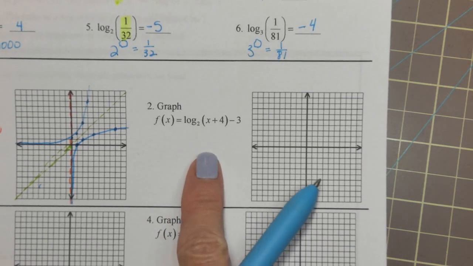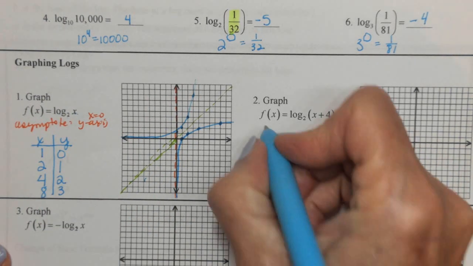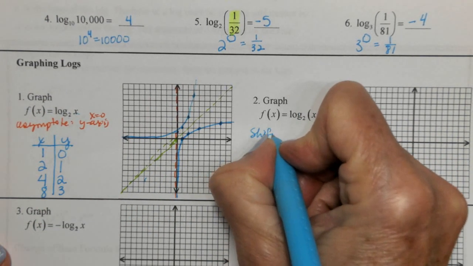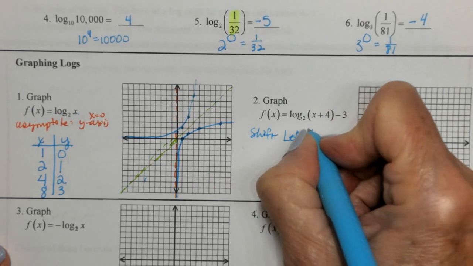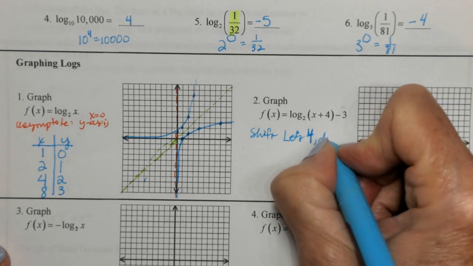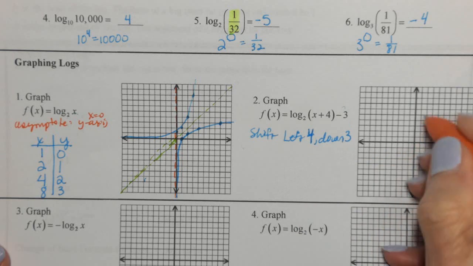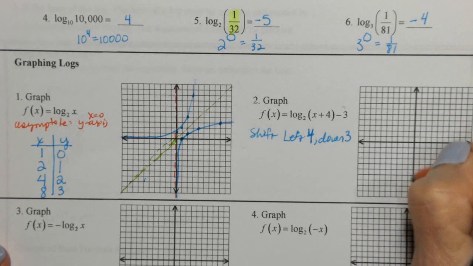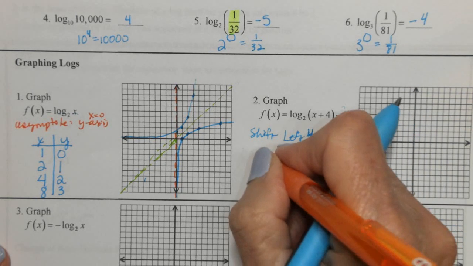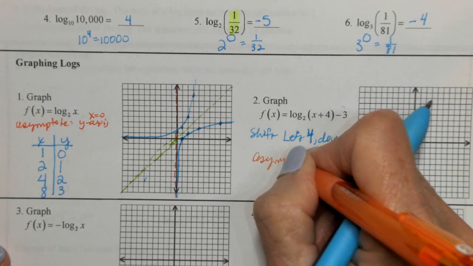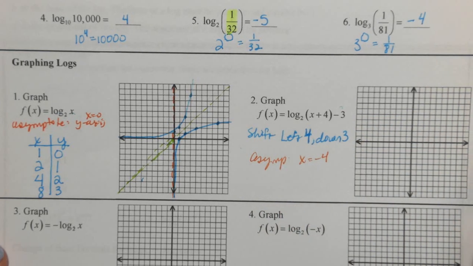This is a shift of log base 2 of x. It's a shift left 4 and down 3. Left 4, down 3. So my vertical asymptote, which was on the y-axis, is shifting to the left 4. So my asymptote will be x is equal to negative 4. I'm going to go take care of that.